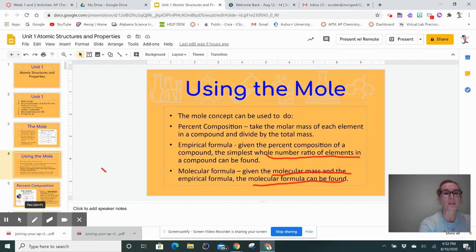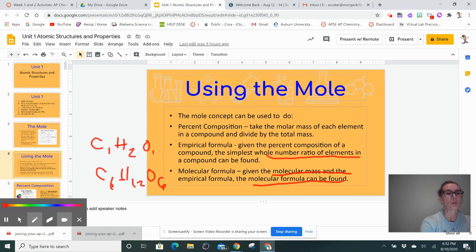So C6H12O6, that is a molecular formula. So there's actually 6 carbons, 12 hydrogens, and 6 oxygens. Whereas for empirical formula, that's the simplest whole number ratio, which we wouldn't actually put the ones there. That would be CH2O. Okay. All right. Moving on.